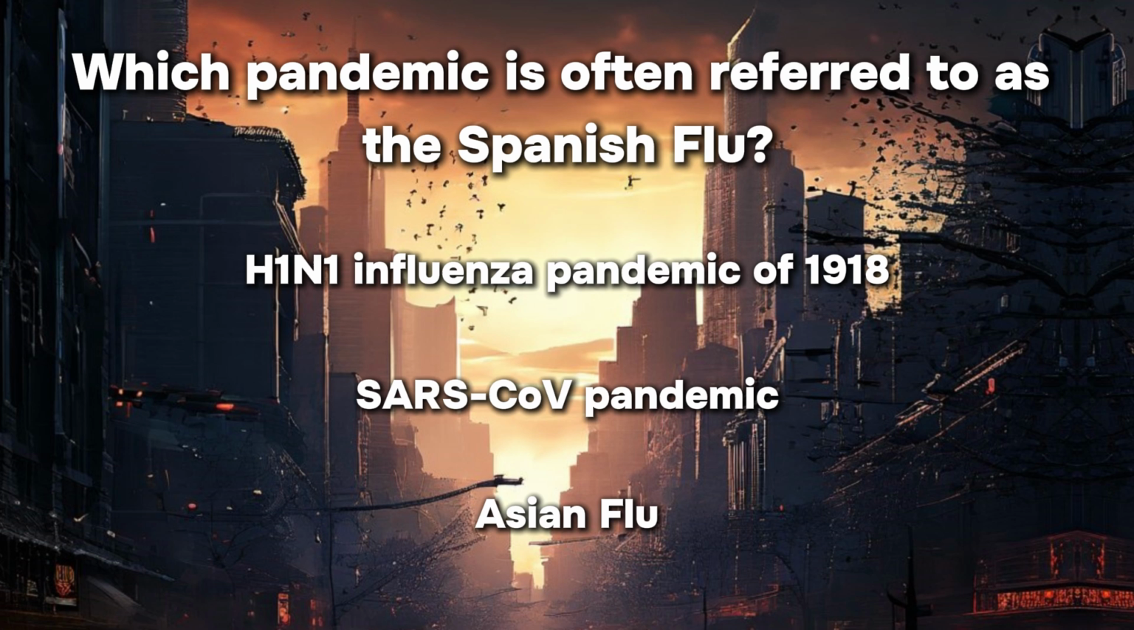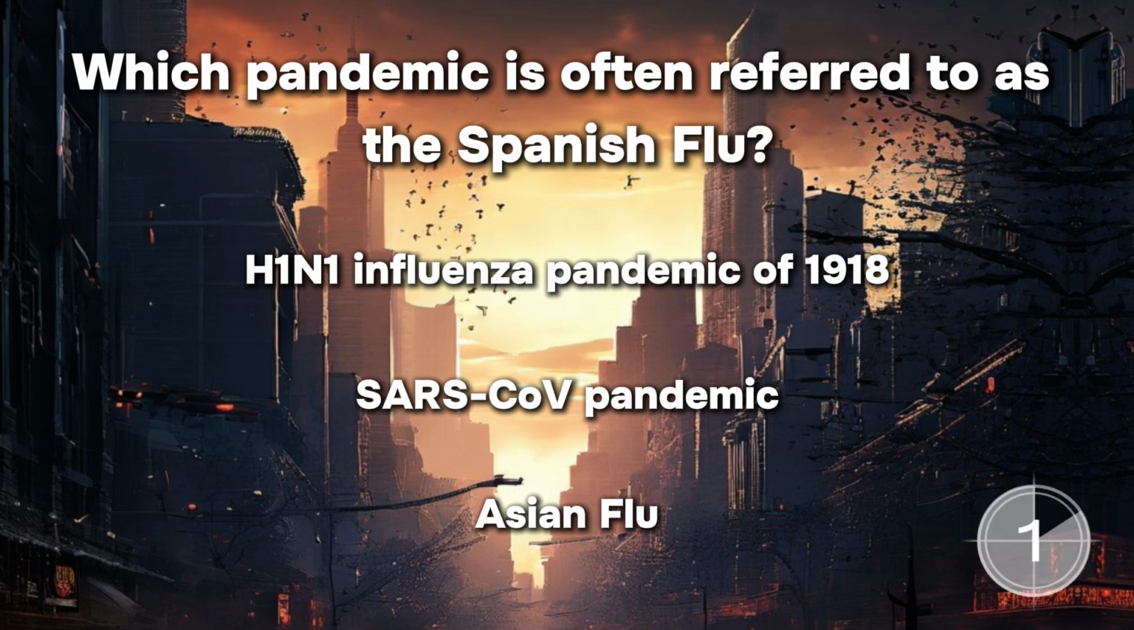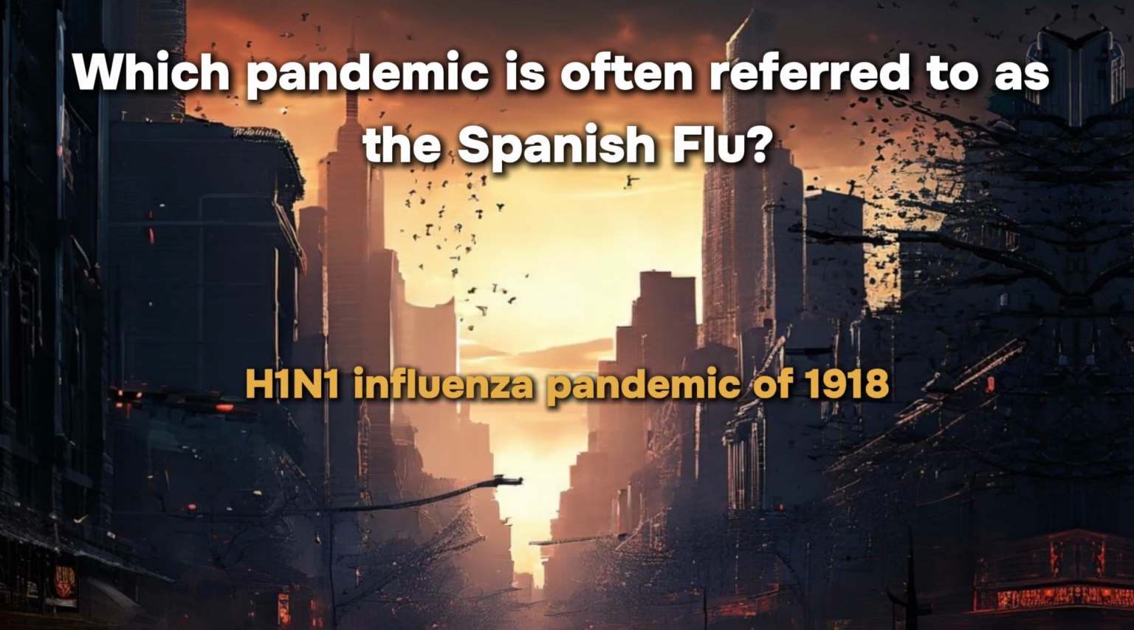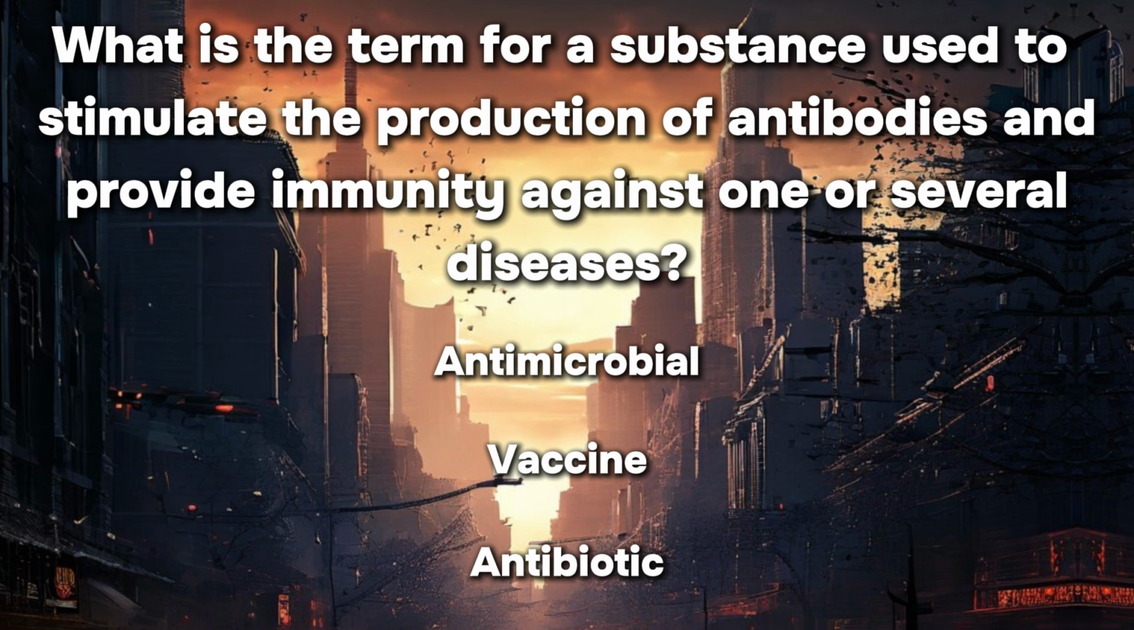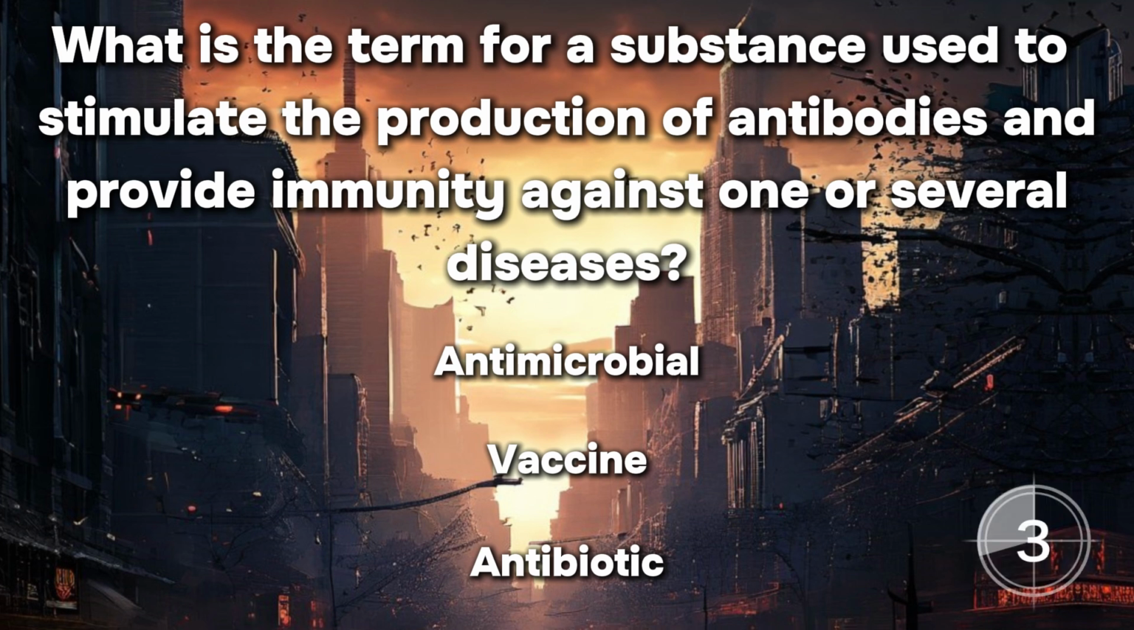H1N1 influenza pandemic of 1918. SARS-CoV pandemic, Asian flu. H1N1 influenza pandemic of 1918. What is the term for a substance used to stimulate the production of antibodies and provide immunity against one or several diseases? Antimicrobial, vaccine, antibiotic. Vaccine.